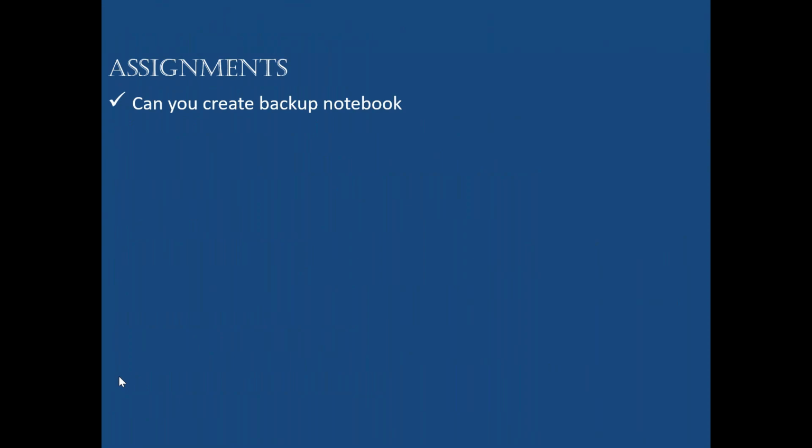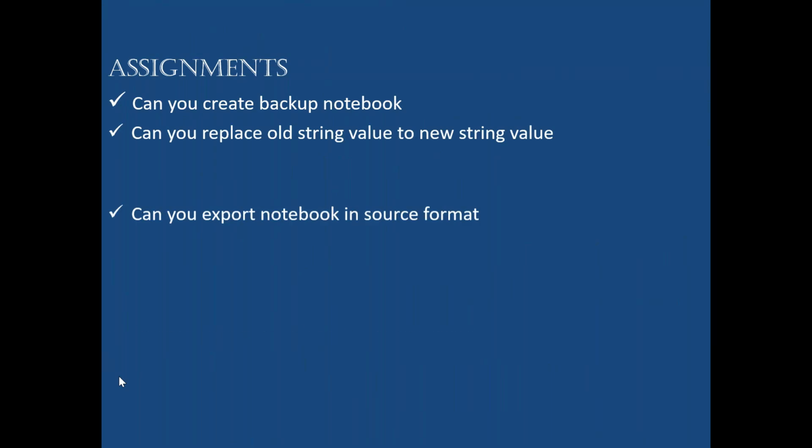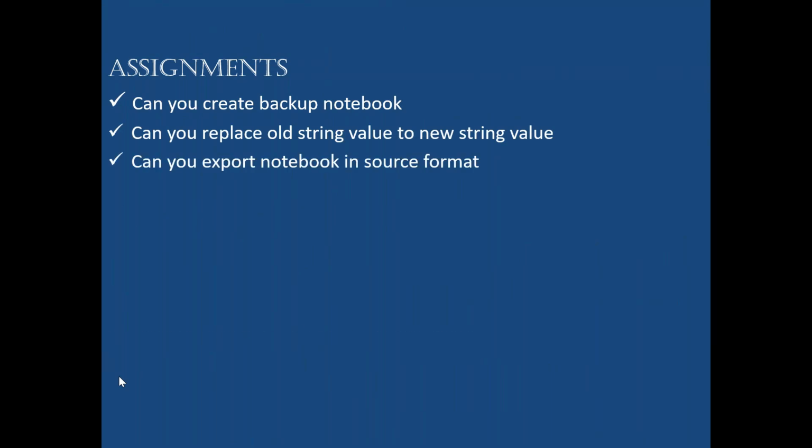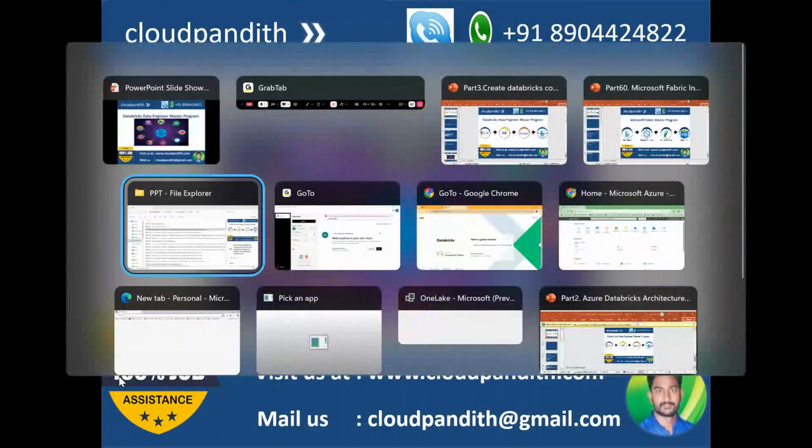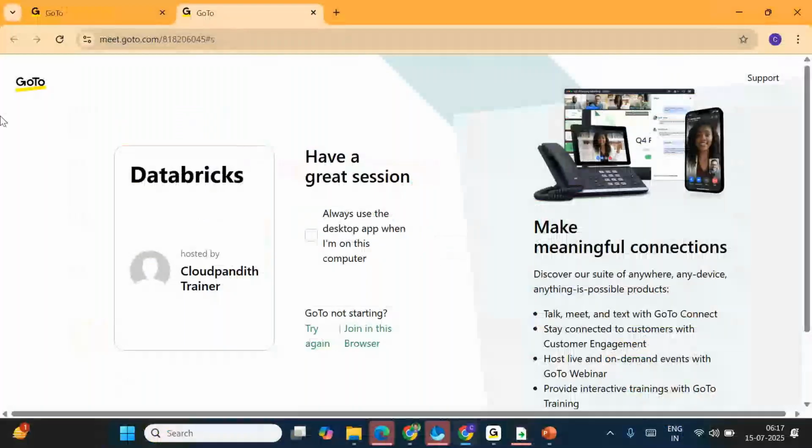So the assignment is, after the lab is completed, you need to create a backup notebook, replace an old string value with a new string value in your notebook, and export the notebook in the source format. These are the three assignments you need to do. But what is our first goal for today, team? Creating the community edition. Very good. So the first goal for today is creating the community edition.